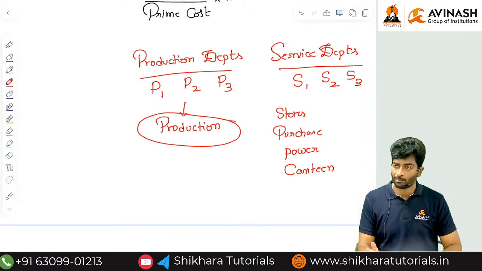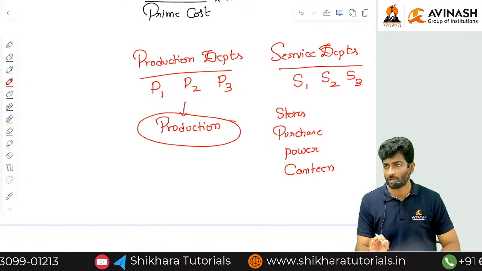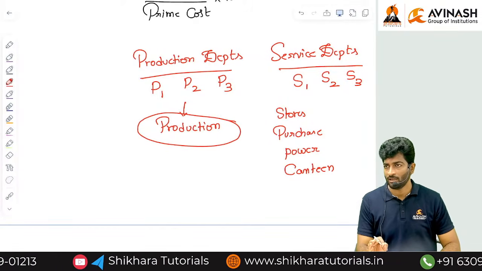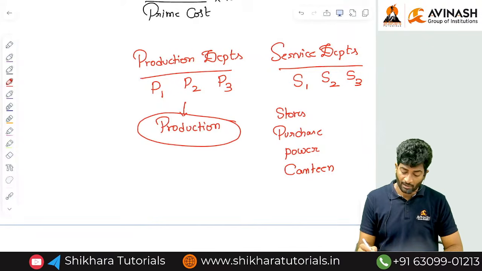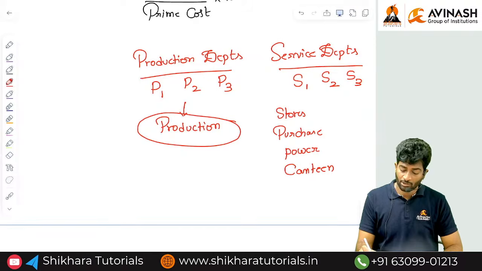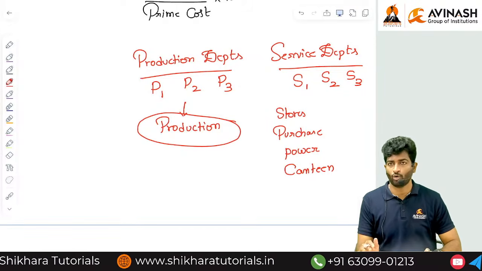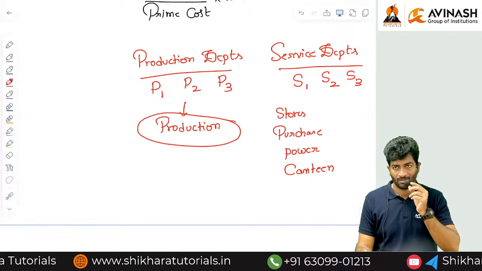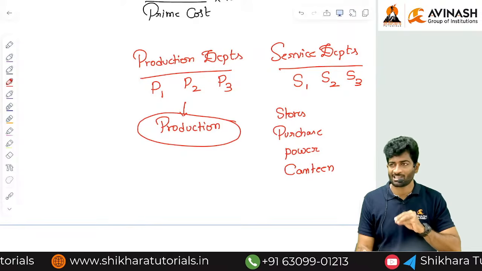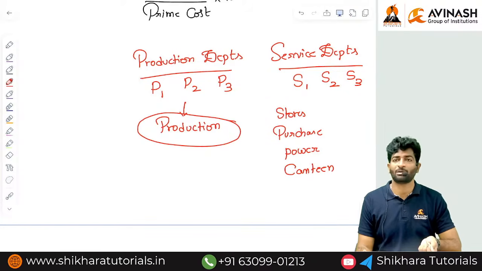But these departments are necessary for the production department to undergo their manufacturing process without any disruption or disturbance to their production activity, right? Now these service departments will incur their expenses on their own, but they don't have the possibility of recovering the expenses. See, my department, I may incur expenses, but I don't have the possibility of recovering my expenses.